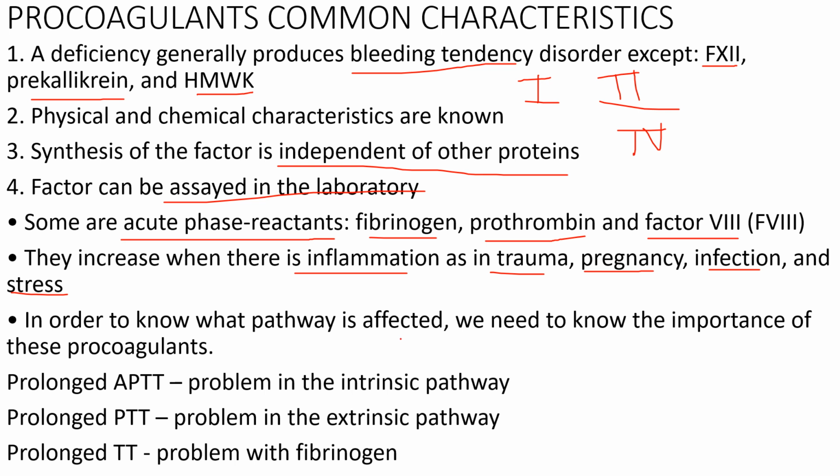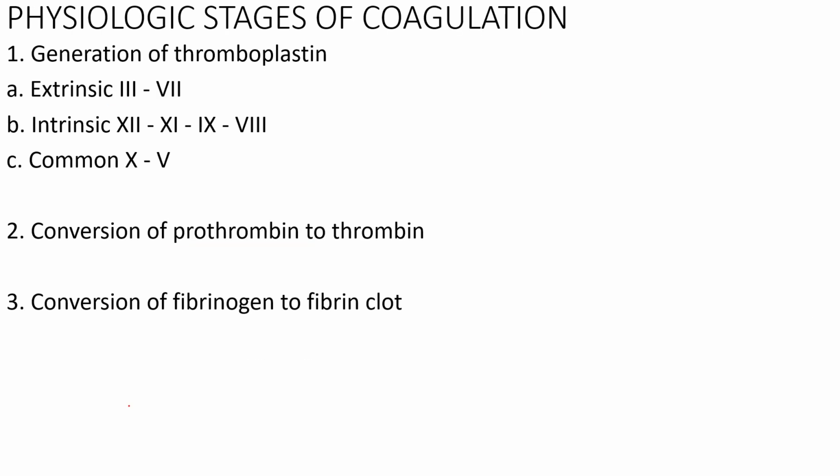In order to know what pathway is affected, we need to know the importance of these procoagulants. If the patient has a prolonged APTT, the problem is in the intrinsic pathway. If they have a prolonged PT, then the problem is in the extrinsic pathway. And if you have a prolonged thrombin time, this is a problem with fibrinogen. So do remember this.